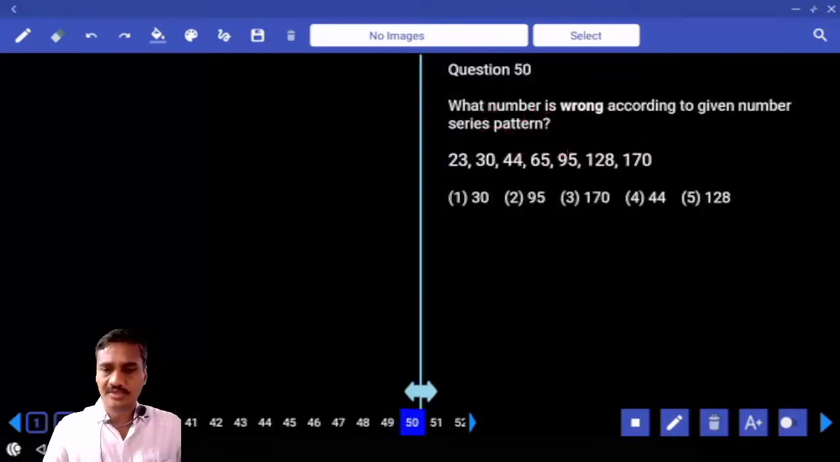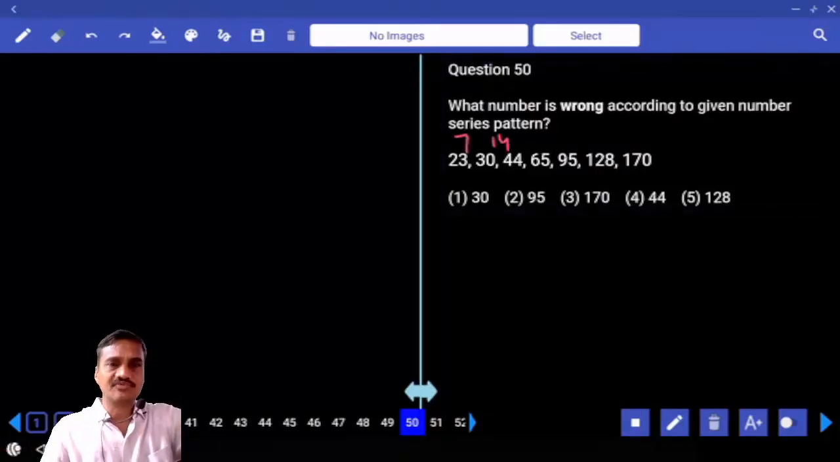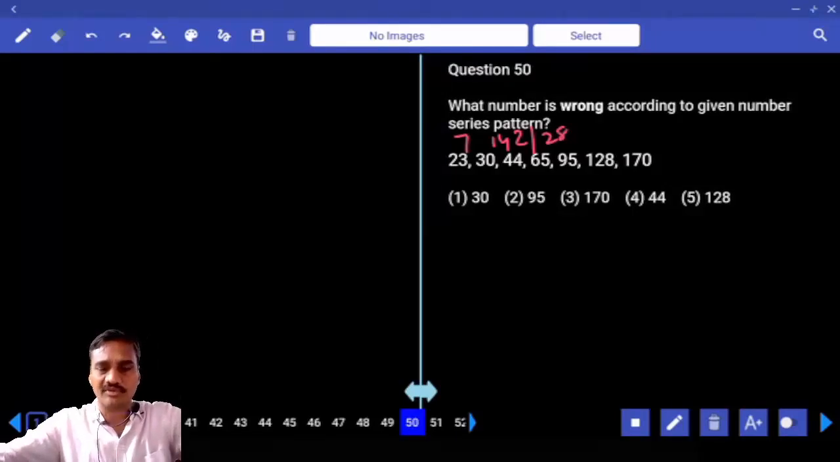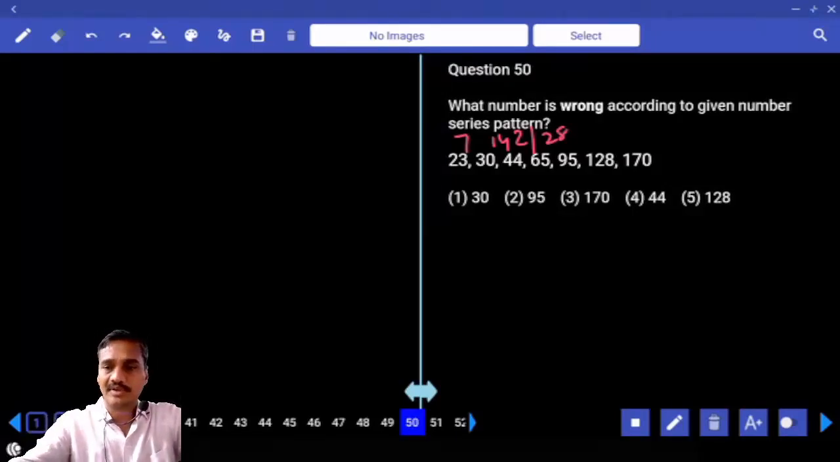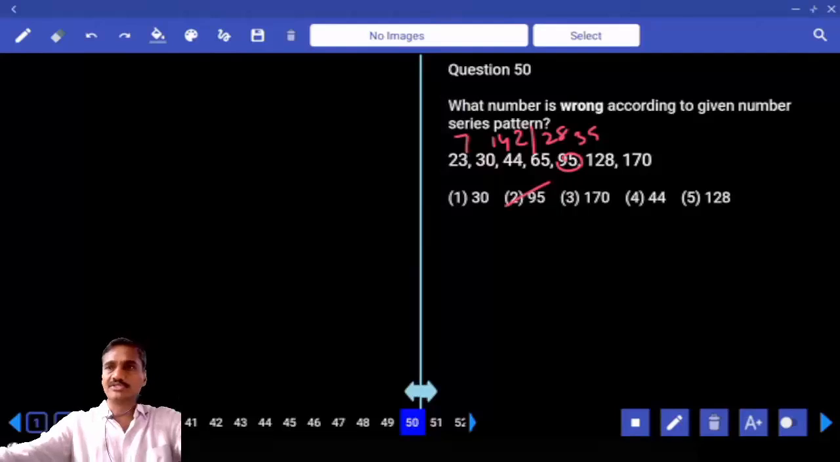Then the 50th. Now in this question number 50, what happened? 23 and 30, difference 7. Next difference 14. 7, 14, next one is 21. What are these numbers? Multiples of 7. 7, 14, 21, next time they are about 28. Now 65 plus 28, what is the number we have? 93. 93 plus 35. It fits, 128. And 95 is the wrong number, 93 is the correct number. And so choice 2, question number 50.